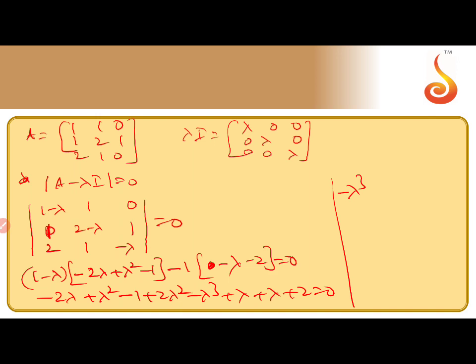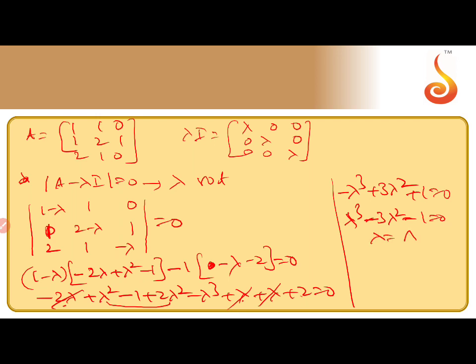Now the lambda square terms: 2 lambda square, that is 3 lambda square. Next, minus 2 lambda plus lambda, that cancels. So then we get here 2 minus 1, 1 plus 1 equal 0. So here lambda cube minus 3 lambda square minus 1 equal 0. So that means when I take this one, lambda is a root. Lambda is a root means lambda equal to A. Here lambda equal to A. So it means A cube minus 3A square.